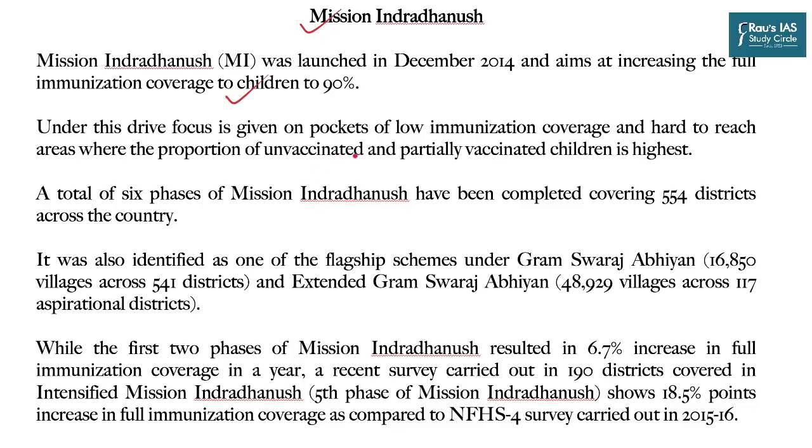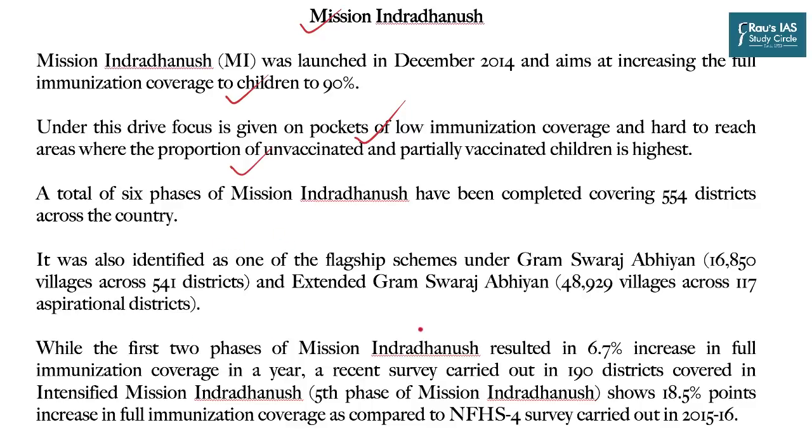Under this drive, focus is given on pockets of low immunization coverage and hard to reach areas where the proportion of unvaccinated and partially vaccinated children is highest. So first a mapping is done, and through that mapping, the areas which already have very low immunization coverage are identified, and special emphasis is laid on those areas, and health workers are sent to those areas specifically to increase the vaccination there.